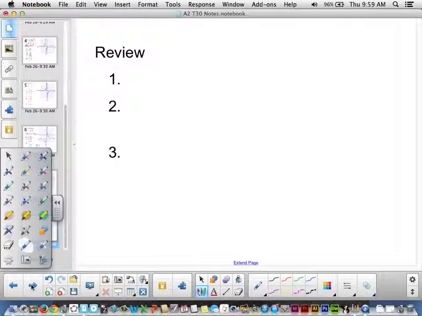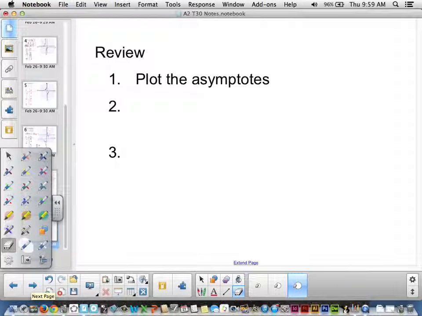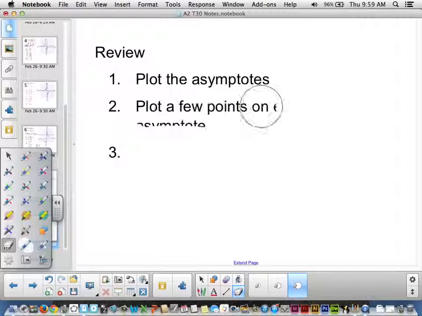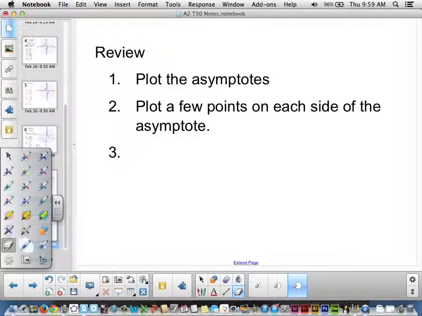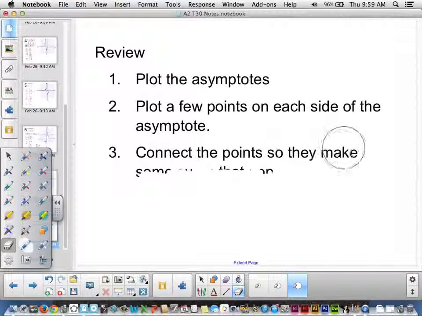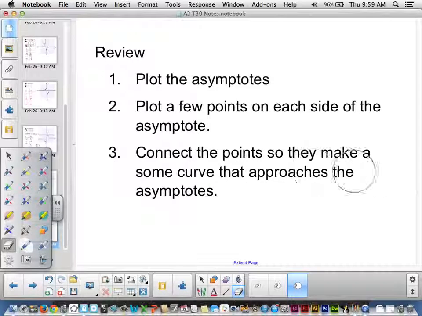So in conclusion, how do you graph these? All right. So the first thing you need to do, plot the asymptotes. Look for your shifts. On the bottom, left to right, that's your vertical asymptote. Outside, up or down, that's your horizontal. Okay? Then plot a few points on each side of the asymptote. Pick them close so you don't get large, outrageous numbers. Then connect the points so they make a smooth curve that approaches the asymptotes.